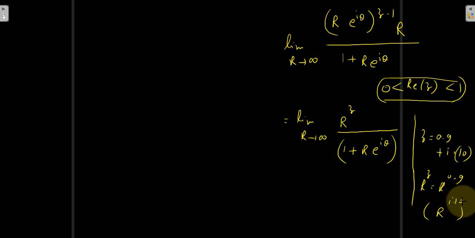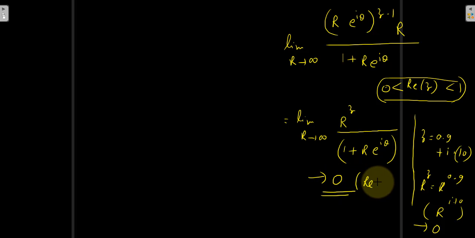Now if you take limit r tends to infinity, since the power of r is 0.9 and the real part of z was less than 1, the degree is less than 1, so this will tend to 0. The other factor will be something like cos of something plus i sine of something, which will not make much difference. So ultimately this will tend to 0, because the real part of z is less than 1. So we have used this part here.